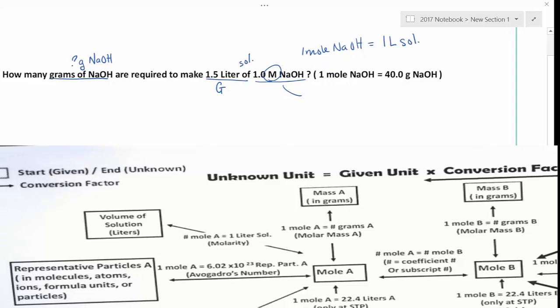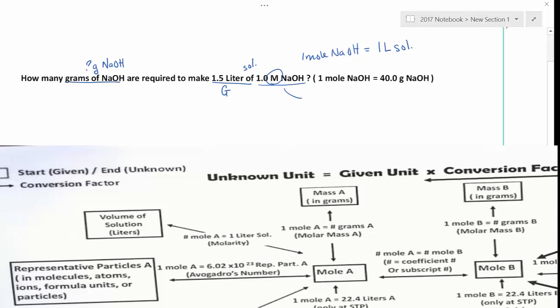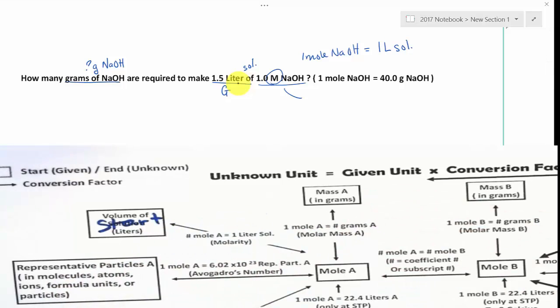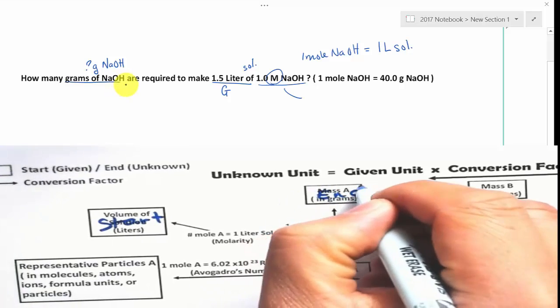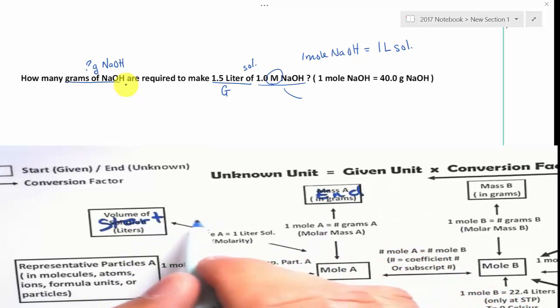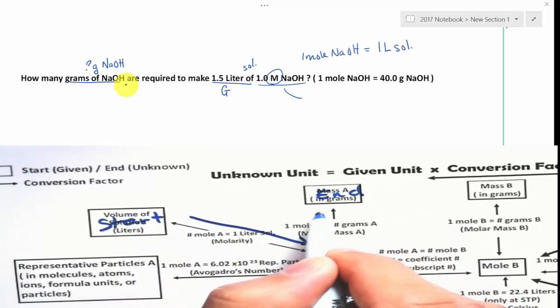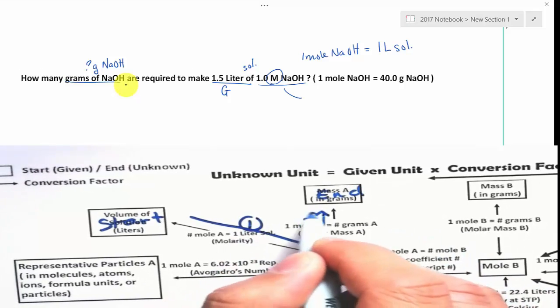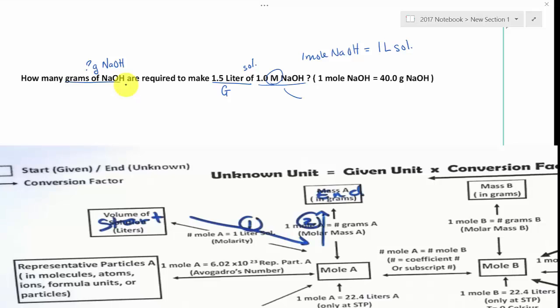So in this case, we are using our flowchart. We are starting from where? We are starting from 1.5 liter of solution, which is right here. This is where we start. But where do we end? We are ending at the grams of NaOH, which is the same chemical. So this is where we end. To go from here to there, we had to go down and go up. See how that works? So we had to multiply by this conversion factor followed by that conversion factor.